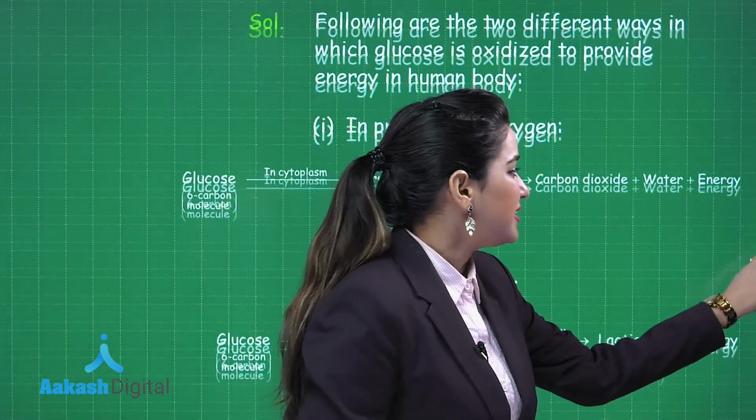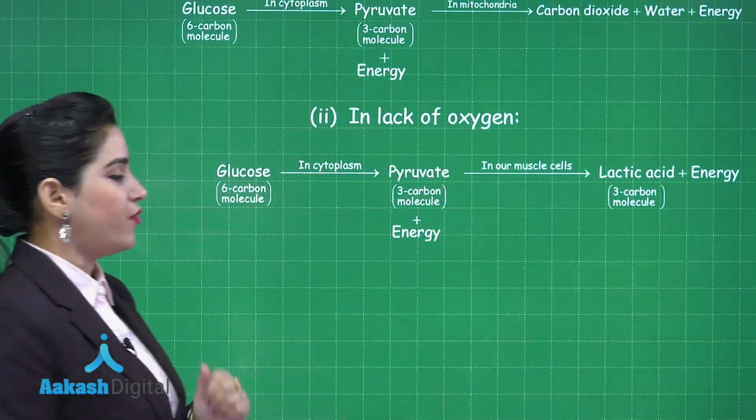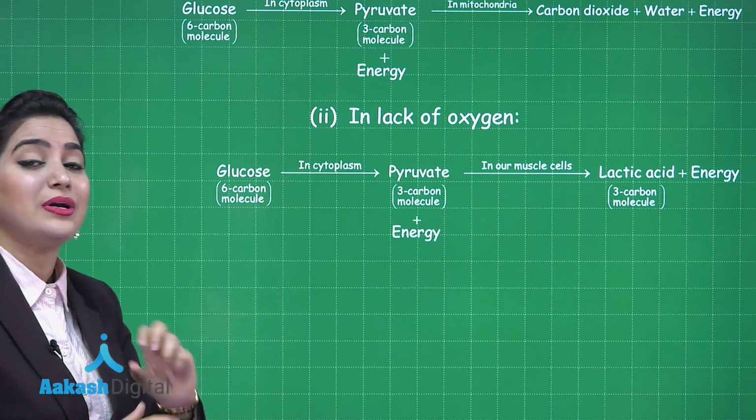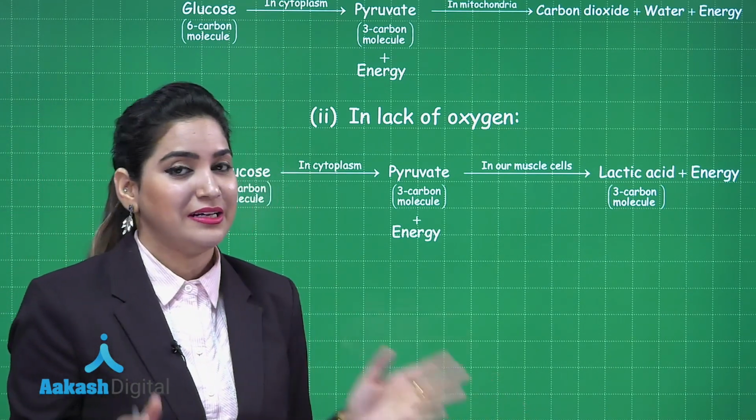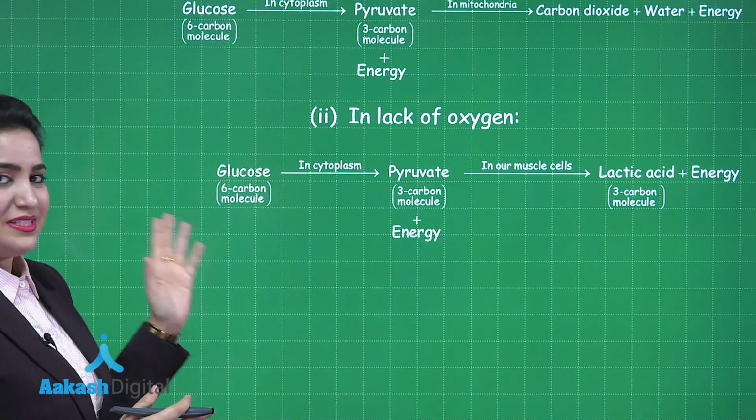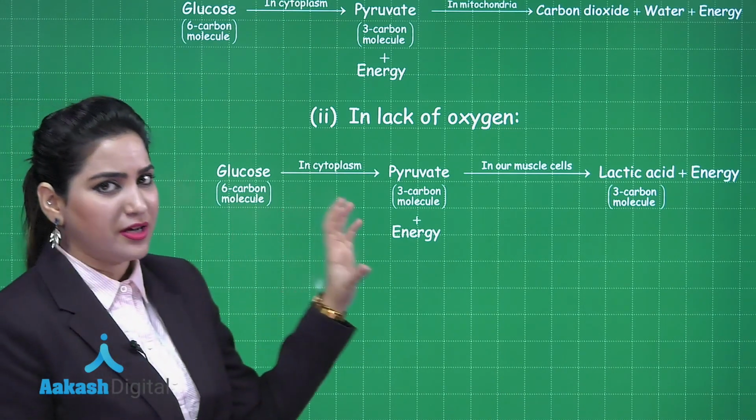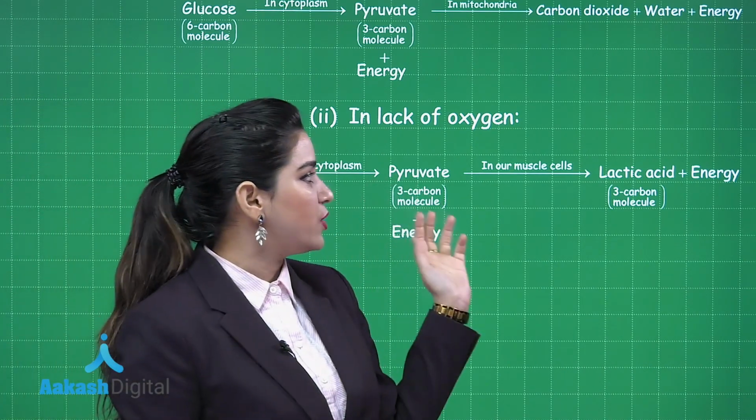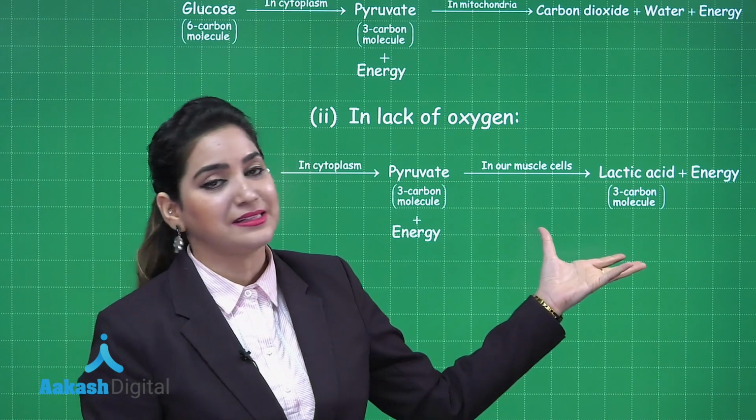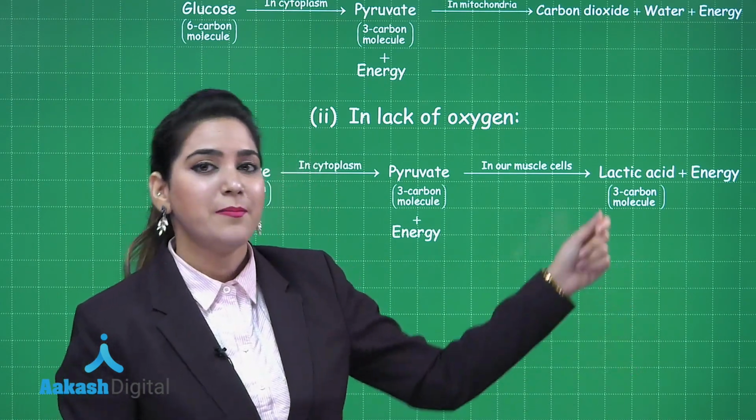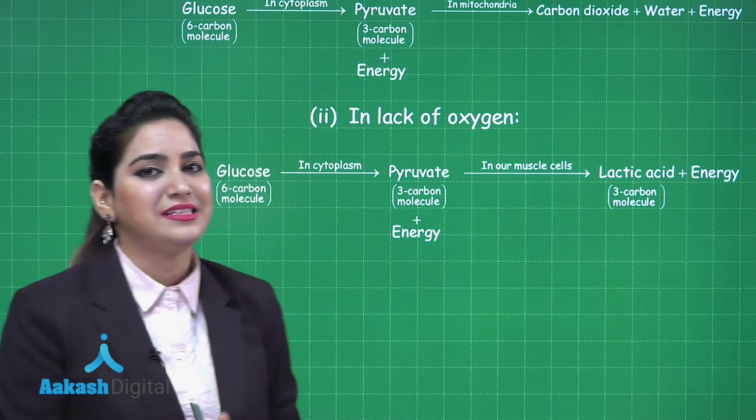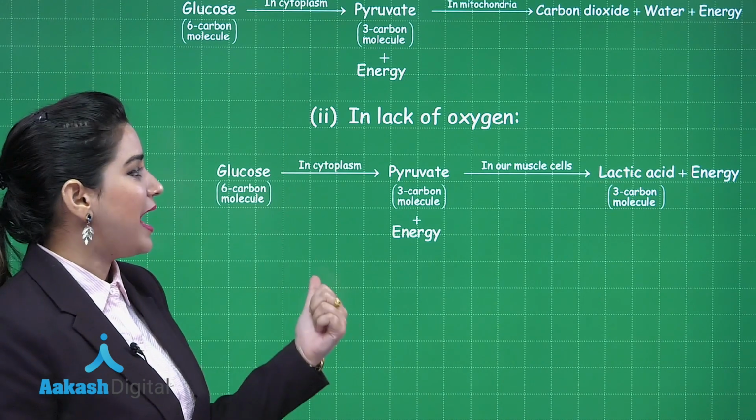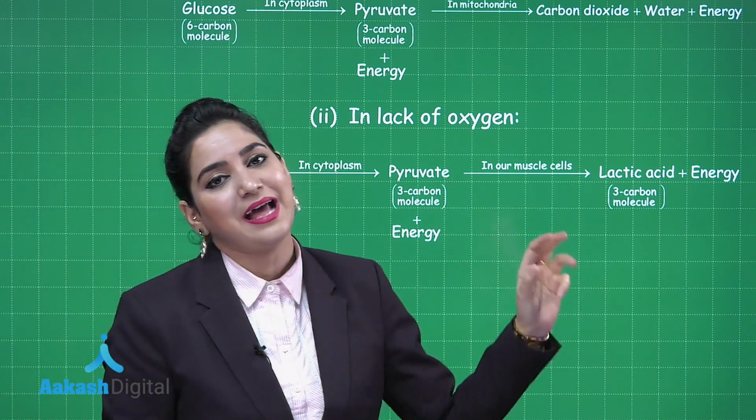Now, let us see what happens when the glucose is oxidized in lack of oxygen. So when there is lack of oxygen, please take this note. We are talking about lack of oxygen, not absence of oxygen. There is a difference. So glucose, which is a 6-carbon molecule, in cytoplasm will turn into pyruvate. That step is common and will produce some energy. Later on, this pyruvate in our muscle cell produces lactic acid, which is again a 3-carbon molecule, plus energy is liberated. So what do we see? We see in presence of oxygen, CO2, water and energy is released, and in lack of oxygen, what is produced? Lactic acid and energy is produced.